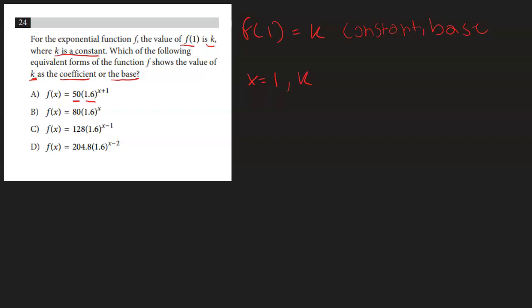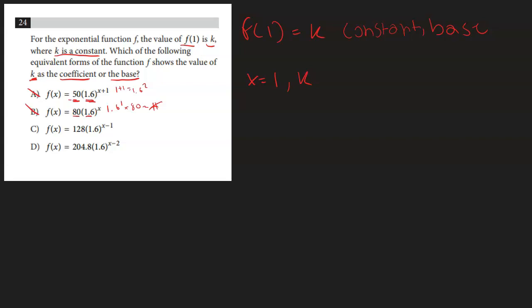We know that's going to be 1.6 to the power of 1 plus 1, so it'd be 1.6 to the power of 2, but that would muddle the entire thing up, and it would not give us 50 or 1.6 because we're going to have to put it to the power, and it's just going to change the entire equation, so we know this is wrong. All right, so for b, we're going to plug in 1, so it's going to be 1.6 to the power of 1. But that still doesn't isolate the coefficient or the base because we're multiplying them by each other. So we're going to get a number that is neither of those, so we know b is wrong.